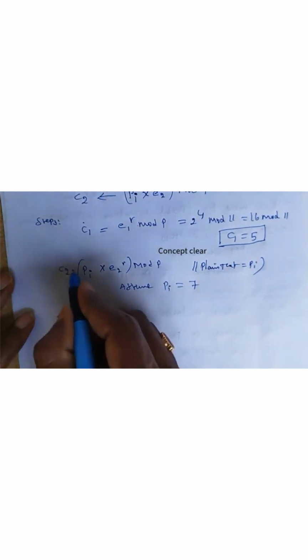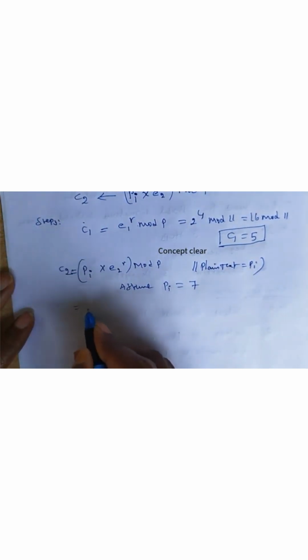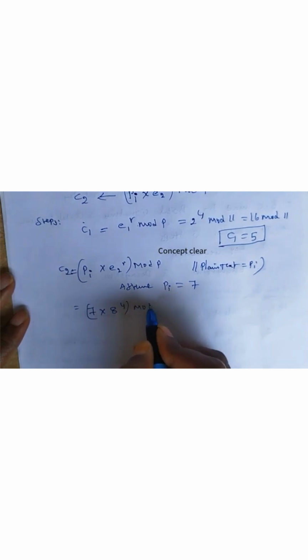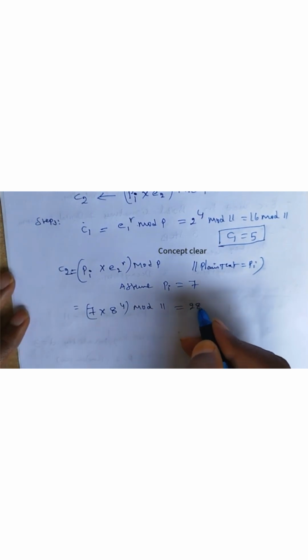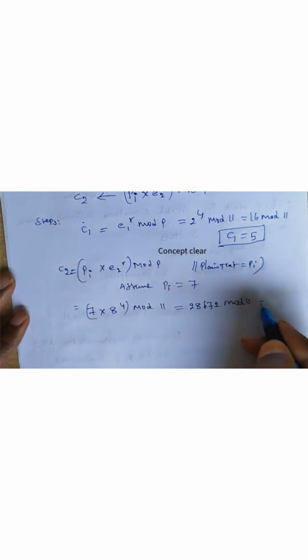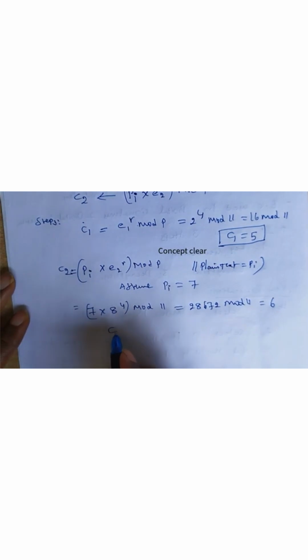So if you are implementing it here, what is the value? 7 into the E2 value. What is the E2 value? 8 whole power 4 mod 11. So what is the value? 28,672 mod 11. If we calculate, we will get 6. So what is the C2 value? C2 equals 6.